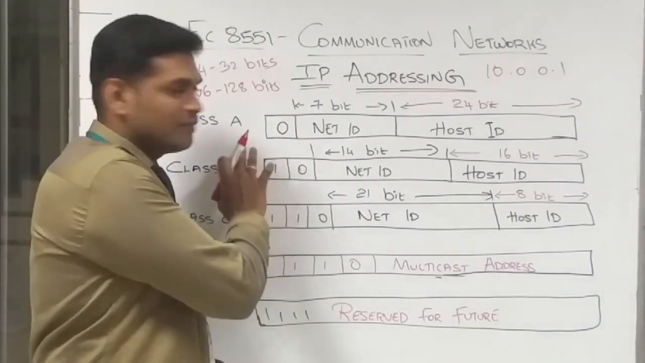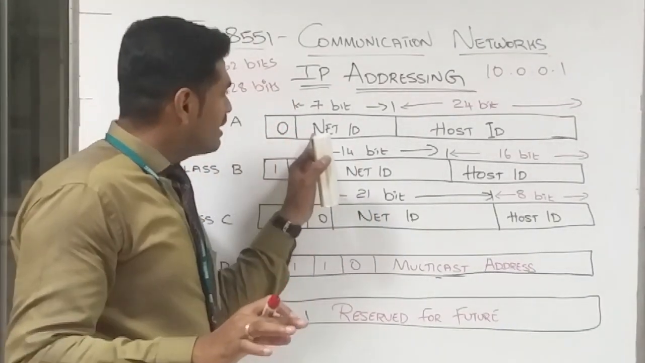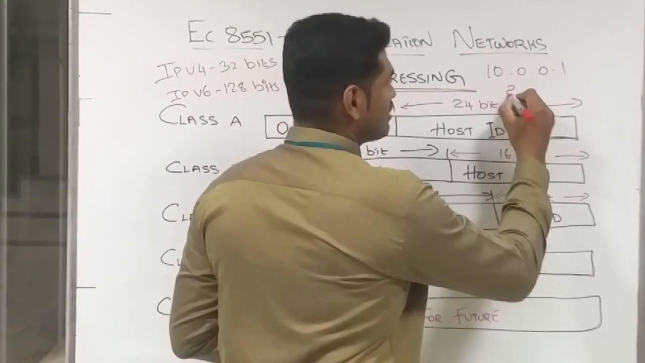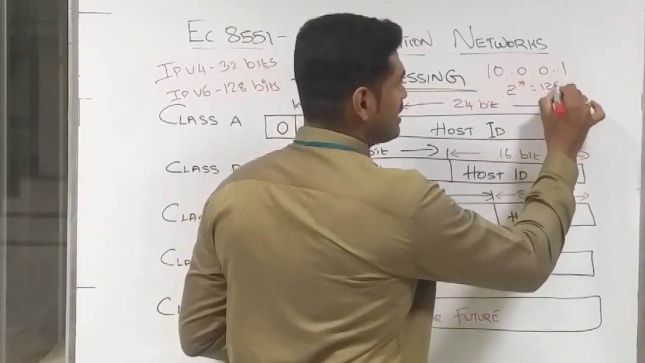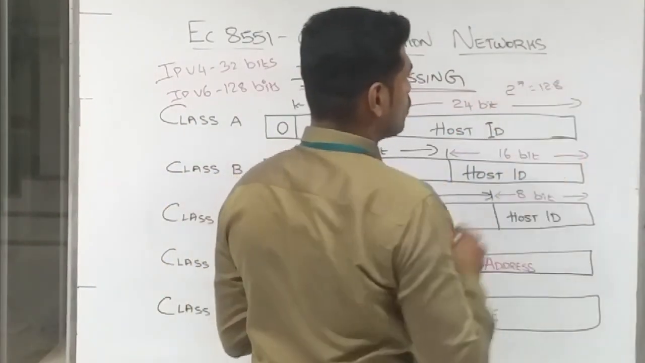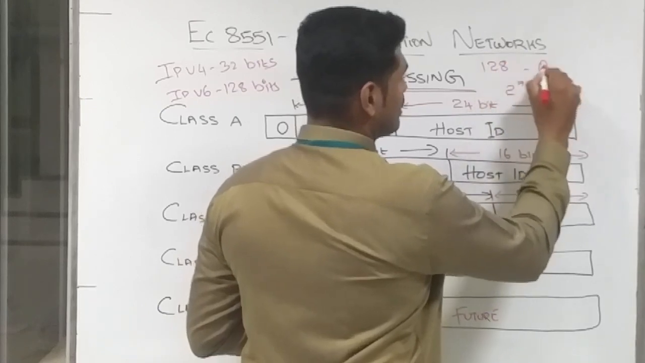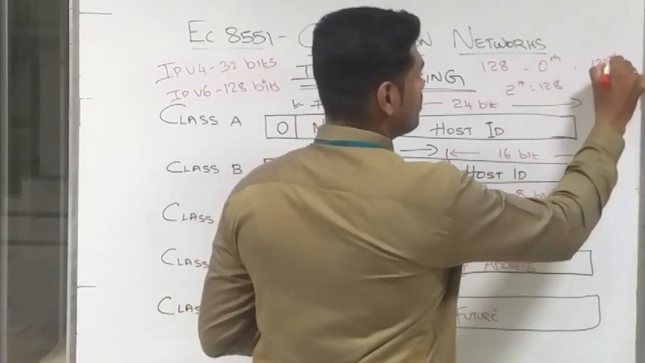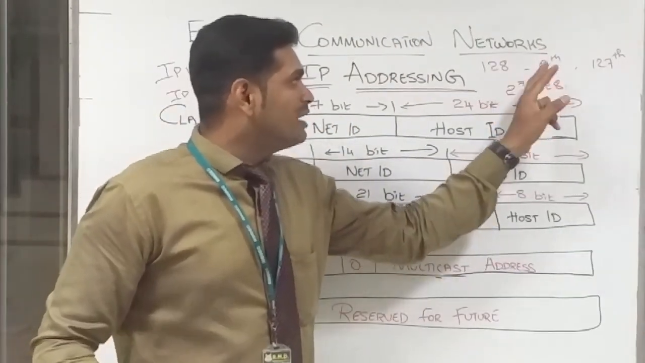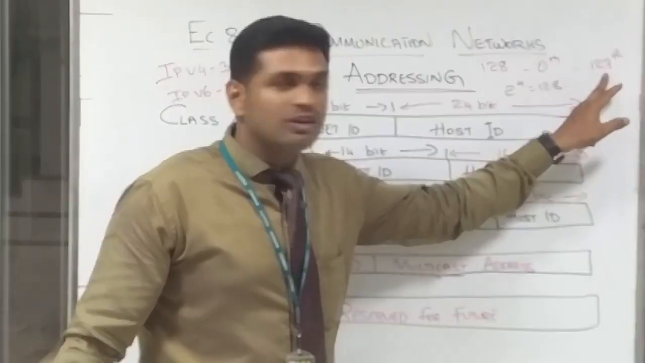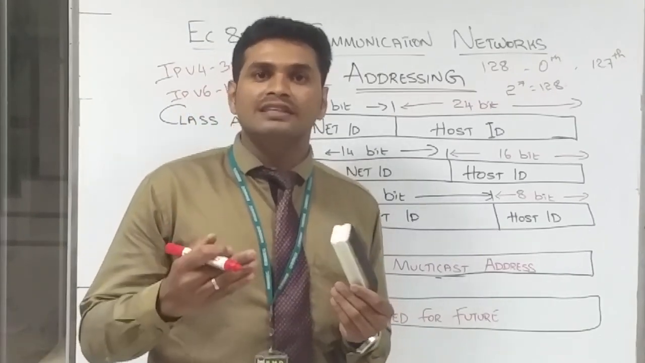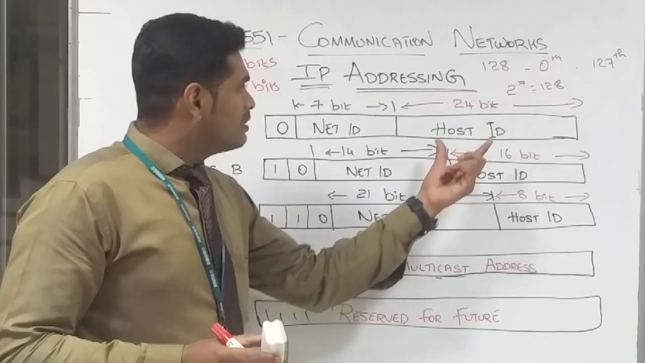In class A, if the very first bit is 0, the next 7 bits represent the net ID. As we know, 2 power 7 is equal to 128 addresses. Out of these 128 addresses, the 0th address and the 127th address are kept reserved for the future. So excluding the 0th and 127th addresses, the remaining 126 addresses can be used for addressing 126 networks.